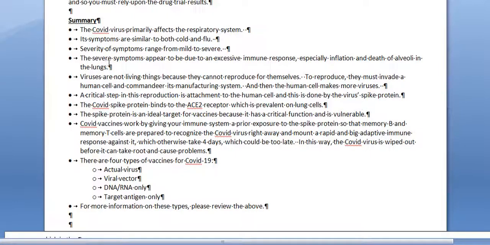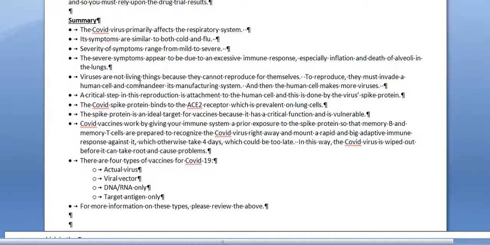Severe symptoms appear to be due to an excessive immune response. Your immune system gets way too ramped up, and that causes damage to yourself, especially inflammation and death of alveoli, which are the tiny air sacs, millions of them, that make up your lungs. But they're critical because that's where air is exchanged. That's where oxygen and CO2 are exchanged. If they're not working well, you're not breathing. You're going to get asphyxiation and die.